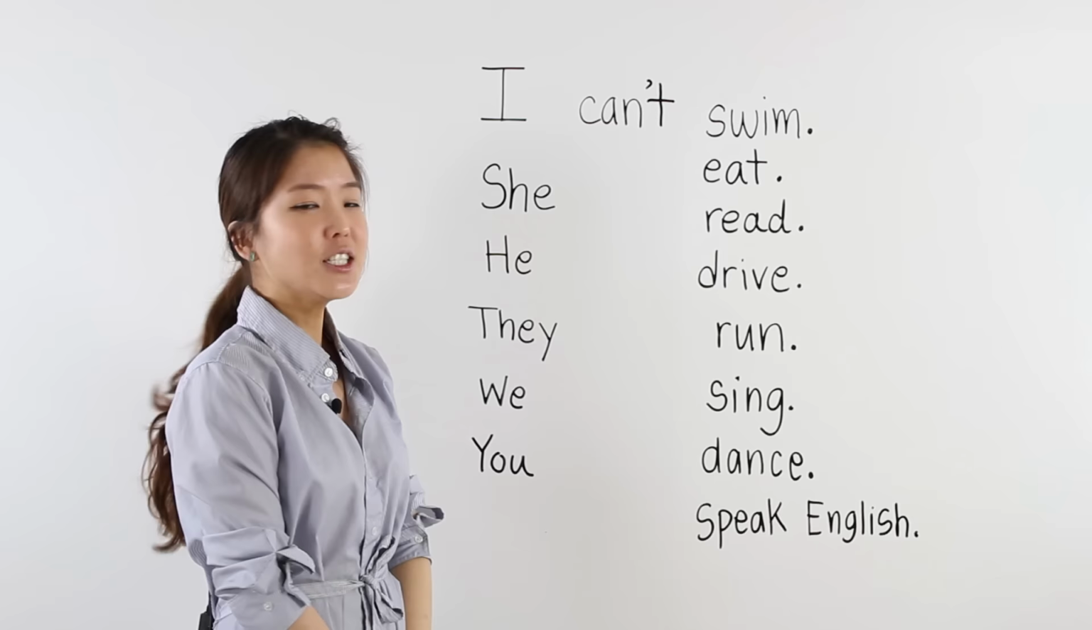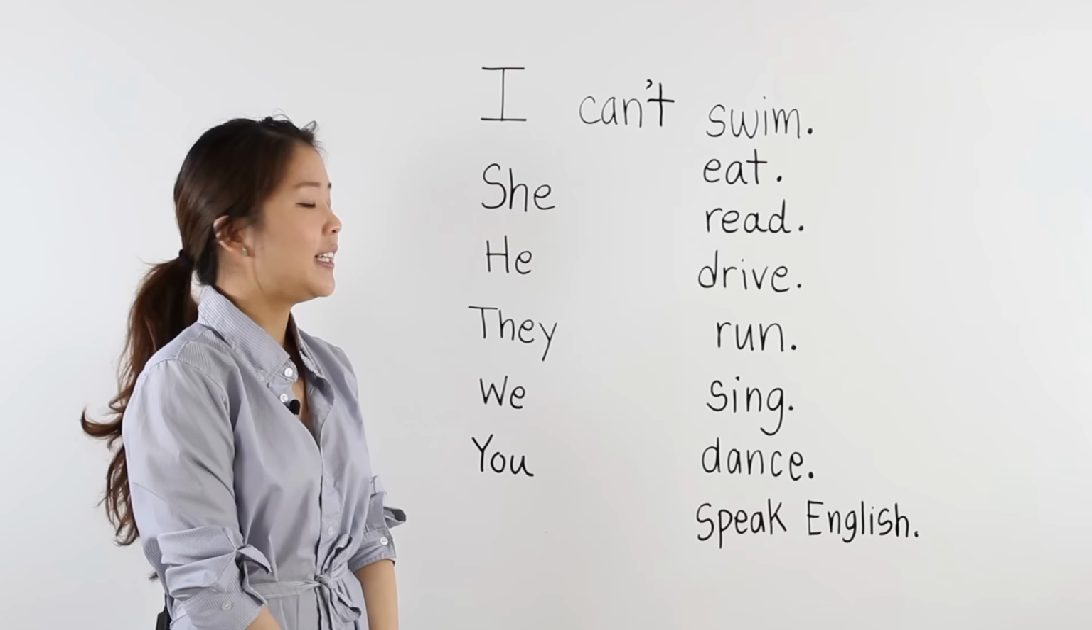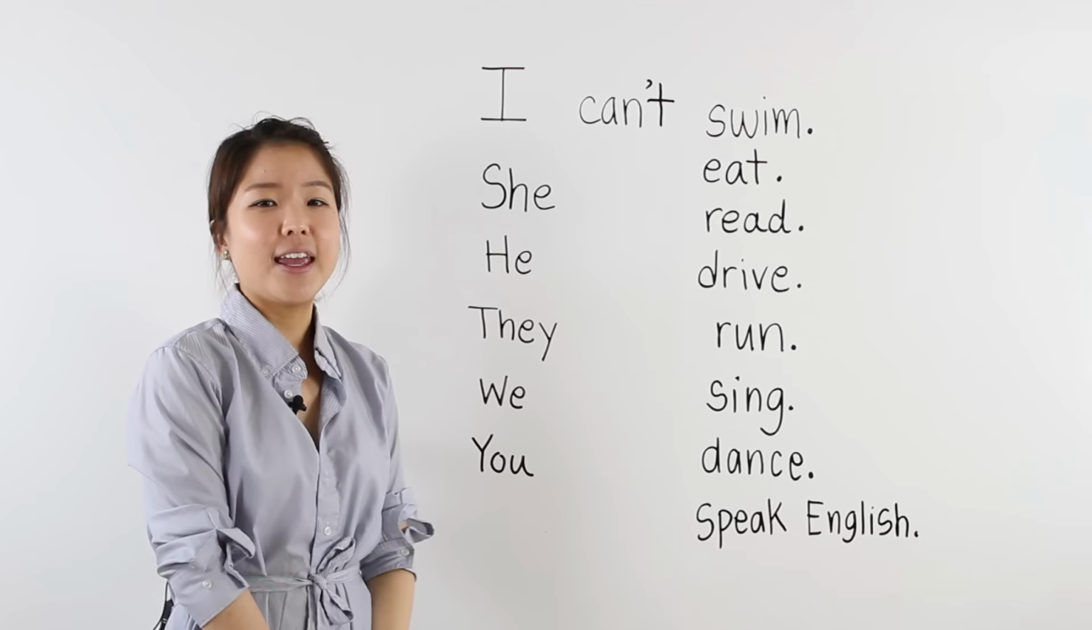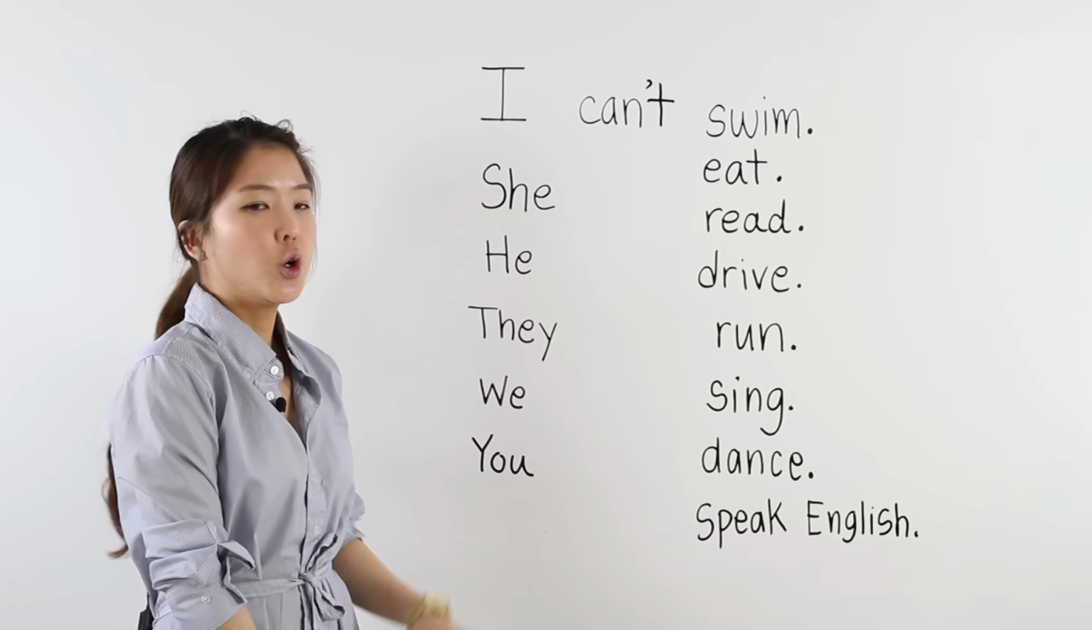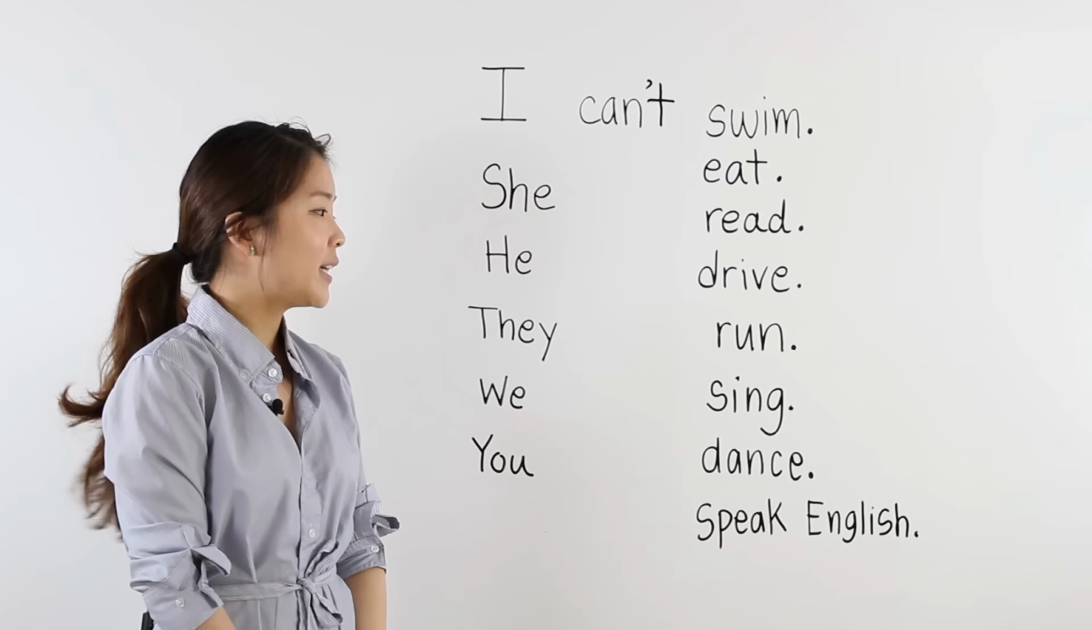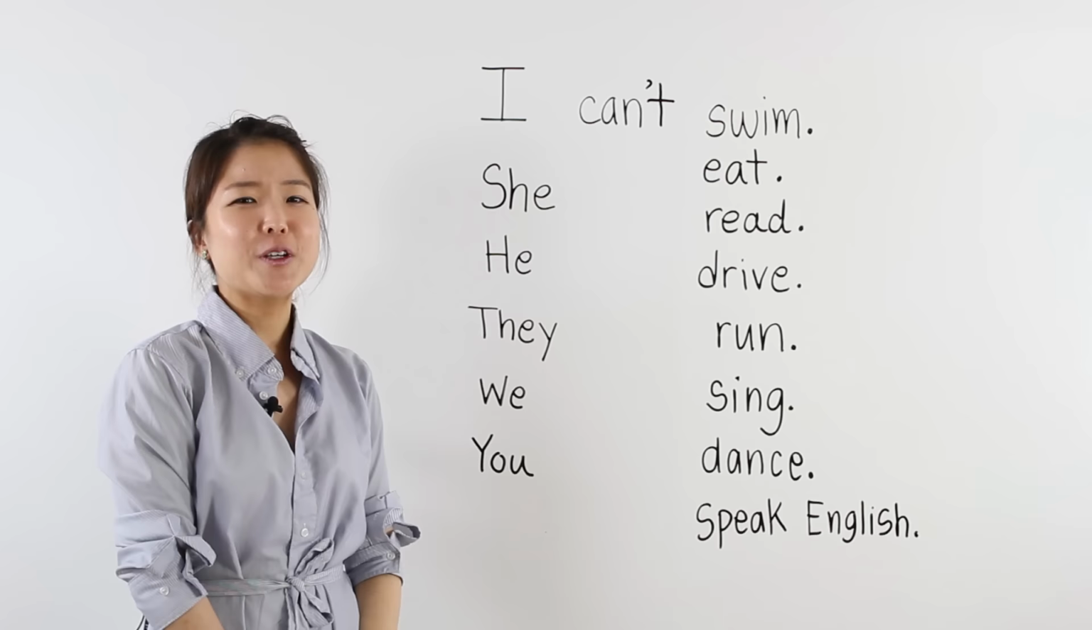Next one is read. Let's do he. He can't read. After that is drive. And let's use they. They can't drive. Next one is run. Let's use we. We can't run. After that, the next one is sing. Oh, you. You can't sing.